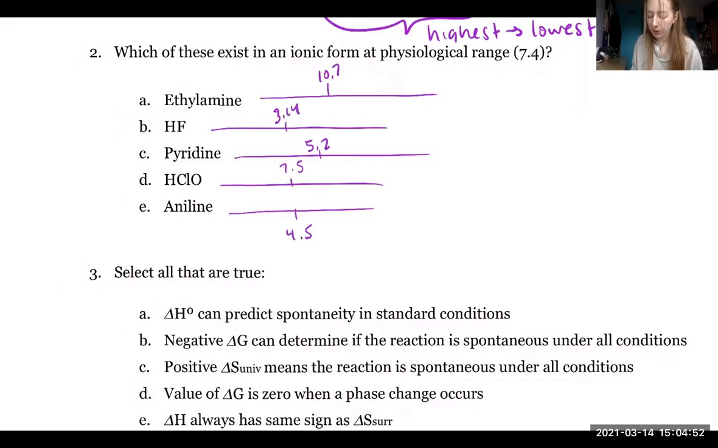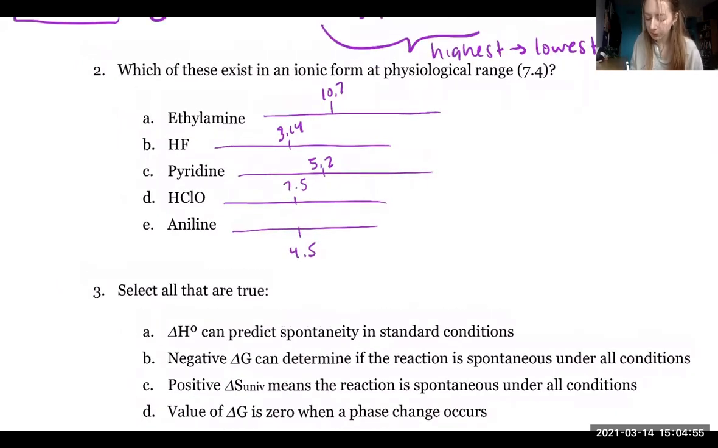Okay, so what you're going to see, all you need to do at this point, I put all the pKa's in the middle. You're going to mark where on this number scale is 7.4. Okay, so for the ethylamine, it'll be on the left side here. So the pH will be less than the pKa. For HF, it'll be greater. For the pyridine, it will be greater. For HClO, it will be lower a little bit. For alanine, it will be greater.